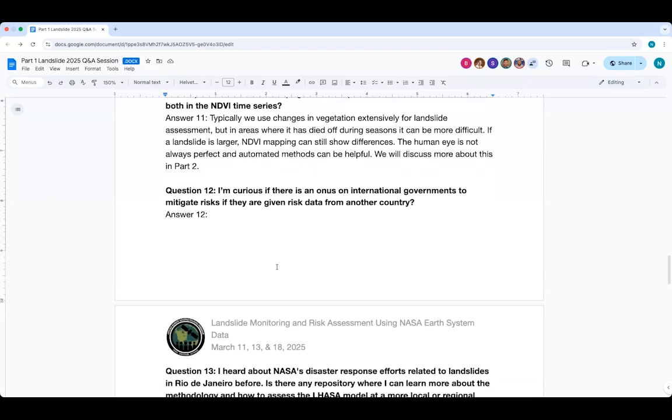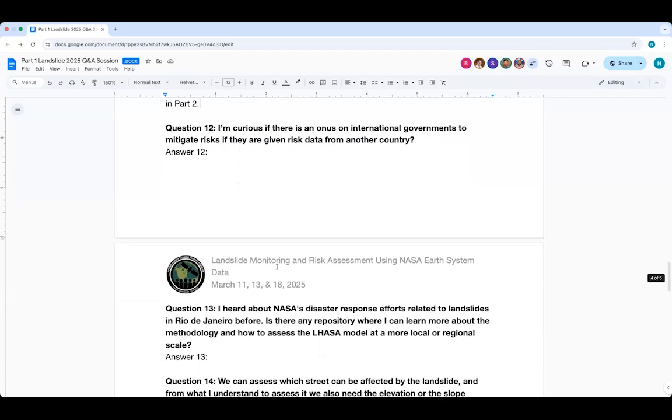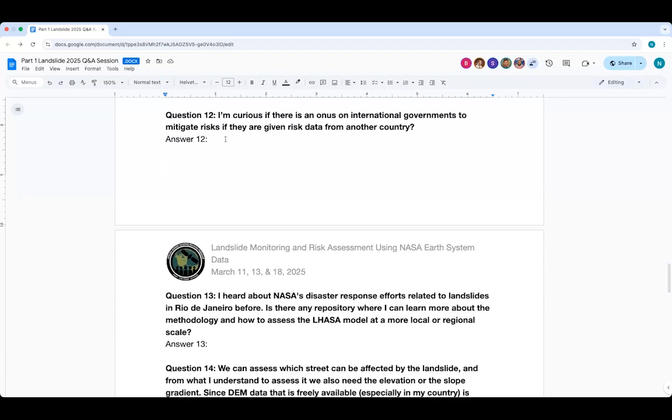Question number 12. I'm curious if there's an onus on international governments to mitigate risks if they are given risk data from another country. That's a great question. I am certainly not an international policymaker, so I don't have a specific answer for this question, other than I think that NASA data has been used around the world to support disaster response information. I'm probably not the right person to ask specifically about international policy and international governments, but I would be curious to know the answer to that question as well.